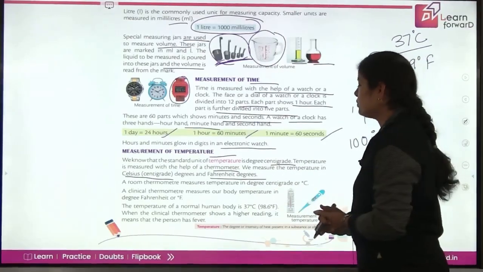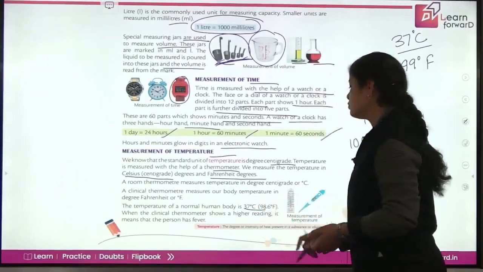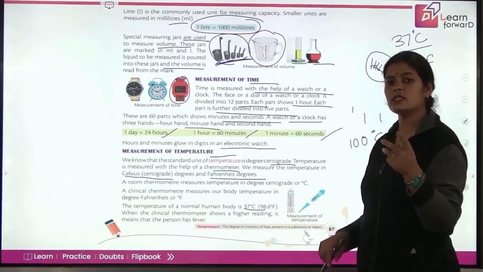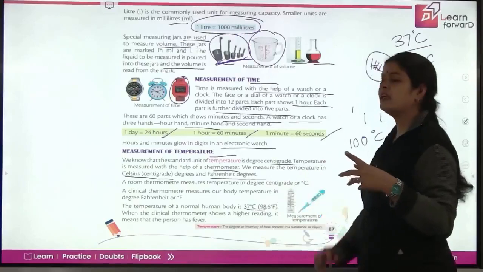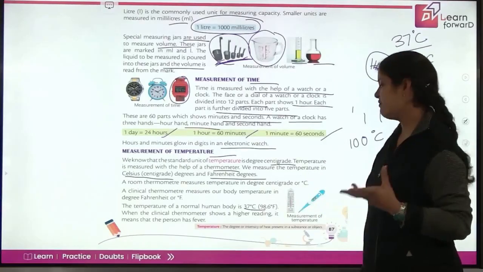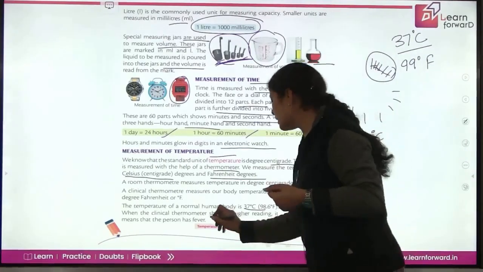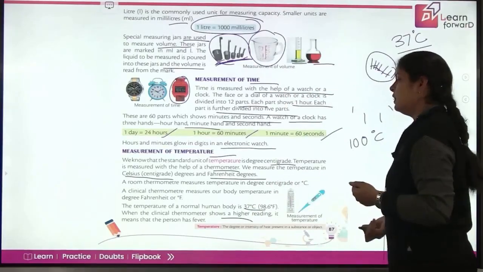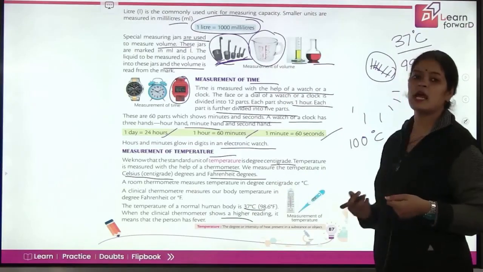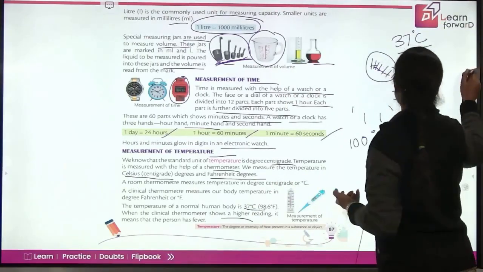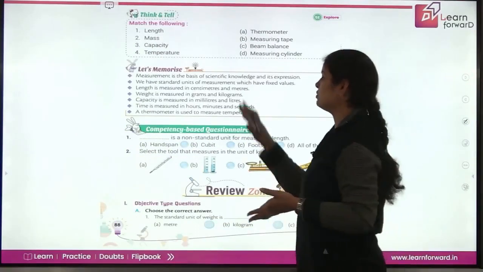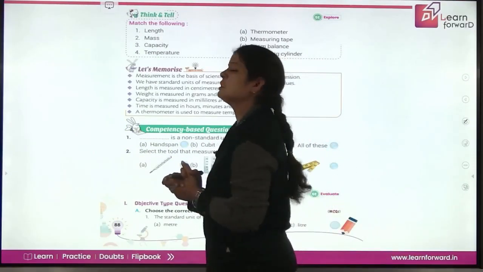The temperature of a normal body is 37 degrees centigrade, or in Fahrenheit it is 98.6 Fahrenheit. When the clinical thermometer shows a higher reading, it means that the person has fever. So higher reading means person has fever. So now think and tell. Again we have reached the exercises.